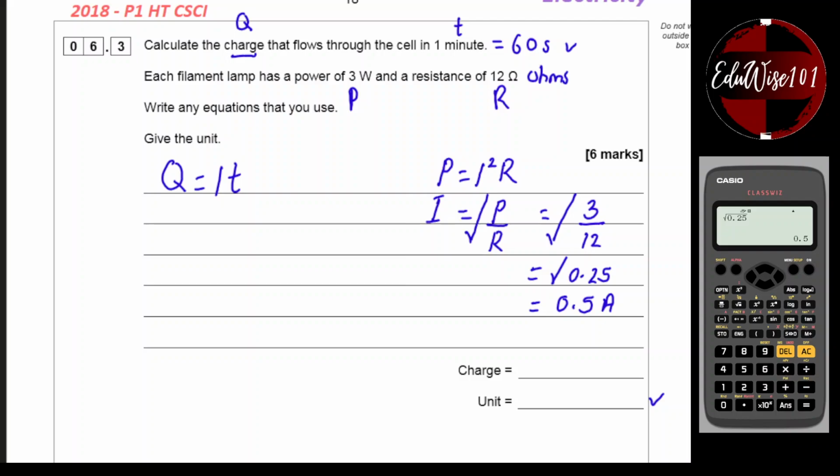So that would be step 1 there, and this is step 2 there. So using that 0.5 amps, 0.5 multiplied by the time, which is 60 seconds, that gives me 30. So just to verify that, multiply that by 60 gives me 30, capital C, for coulomb.